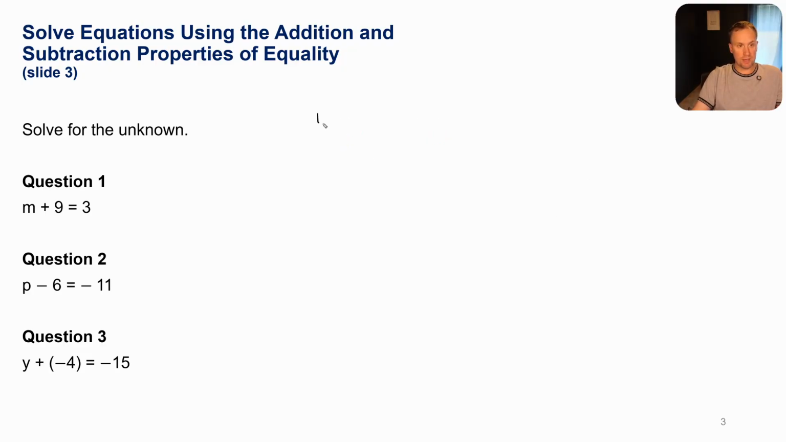Question number 3 then is y plus a negative 4, which equals negative 15. Now this is interesting. There is a couple different methods or ways of thinking about this. You could decide to subtract both sides by the negative 4, that's the opposite, or we could basically change this to a single sign. So I'll show you both methods that you could do to solve this one, depending on which way you want to think about it.